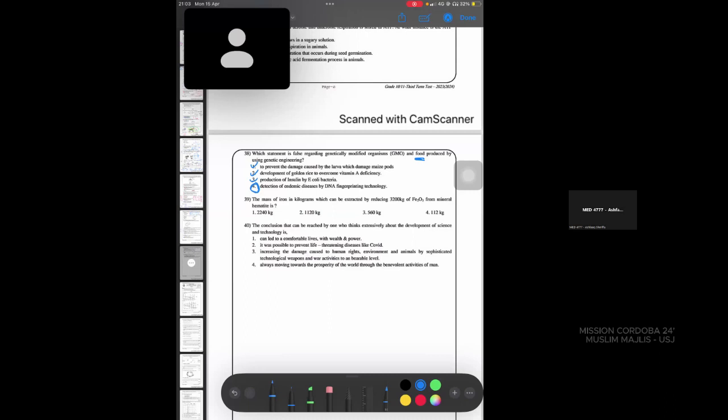How can we use this genetically modified organism? One thing is you can use the genetically modified organisms to prevent damage by bacteria in maize that has enriched vitamin A. So that is also true. Another thing is you can use Escherichia coli bacteria to produce insulin. That is also true. Now the fourth one is telling us using DNA fingerprinting technology to detect endemic diseases. Therefore the answer is 4.